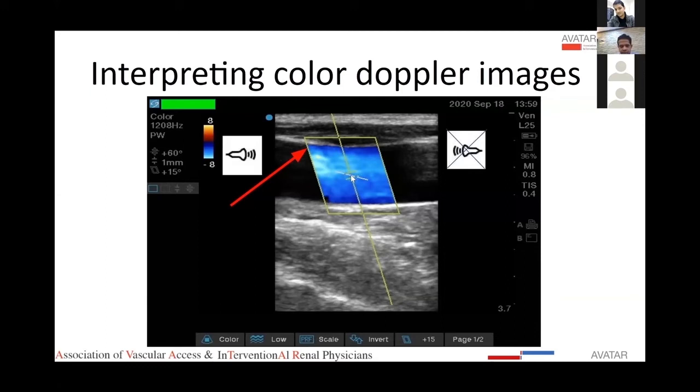So in this figure, this is the probe that is present, and we are looking from the left side of the image towards the right side, and not the other way around.